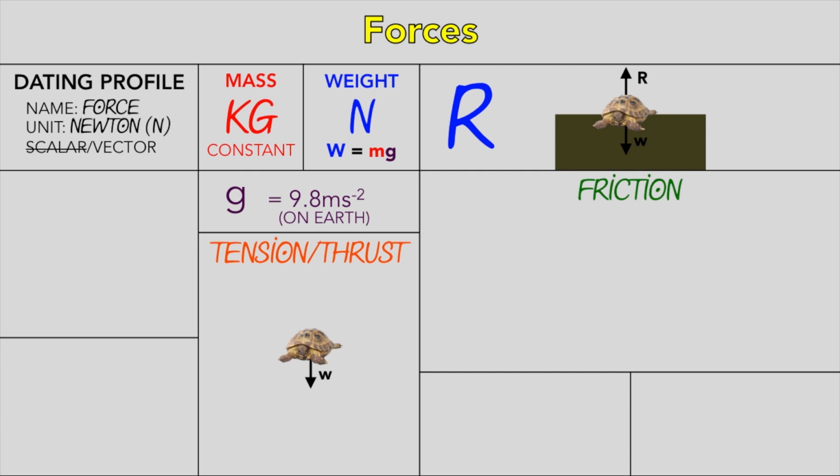Tension is a similar concept. If you have a weight on the end of a piece of string, the weight will act down in this case, and the tension in the string will act the opposite way to stop the tortoise plummeting to his death.